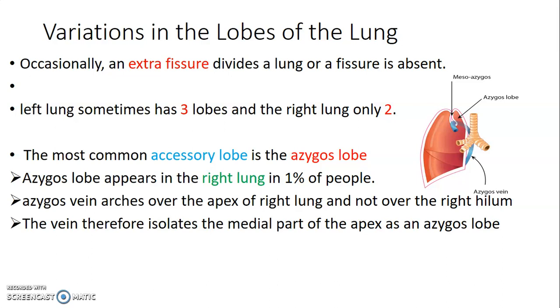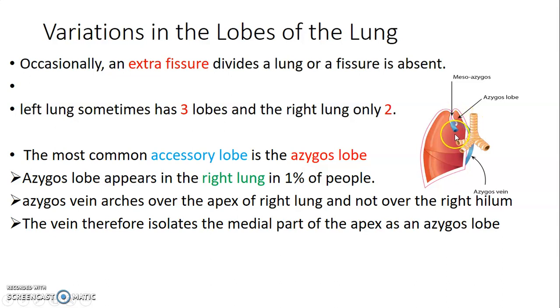In 1% of people, the azygous vein arcs over the apex of the right lung. You can see the azygous vein here. Over the apex of the right lung, it will arc there, and not over the right hilum. Ideally, remember the mediastinal surface of the lung, we could see the arc of the azygous vein on the right lung. But if it does not arc towards the right hilum, it arcs on the apex of the lung. Therefore, it isolates the medial part of this apex from the lateral part. This medial part is what you call the azygous lobe.